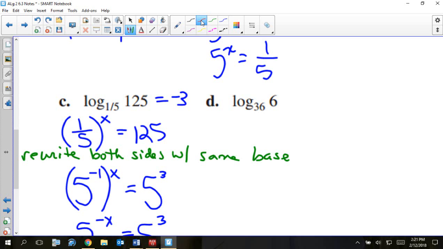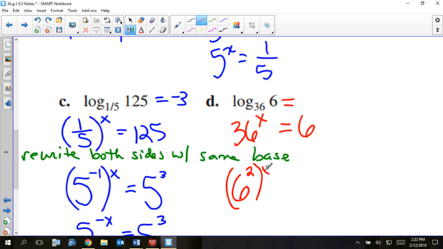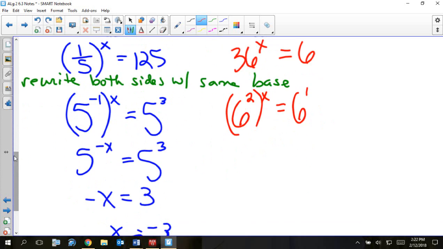I'm going to do that same thing for D. So I'm going to first think, 36 to some power is going to be 6. I'm not sure about x, so I'm going to put both sides so they have the same base. What base do you think that should be? 6. Because what's 36? 6 what? To the second. And then this 6 is just 6 to the first. So if they have the same bases, then their exponents have to be equal to each other. So what's x?